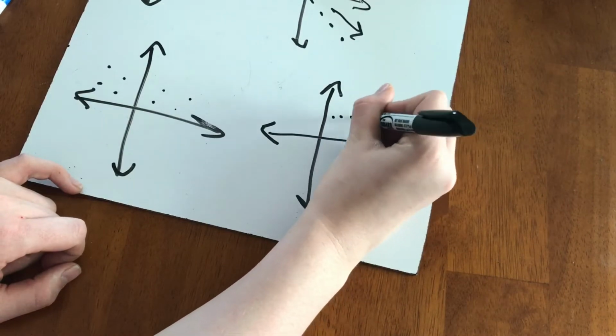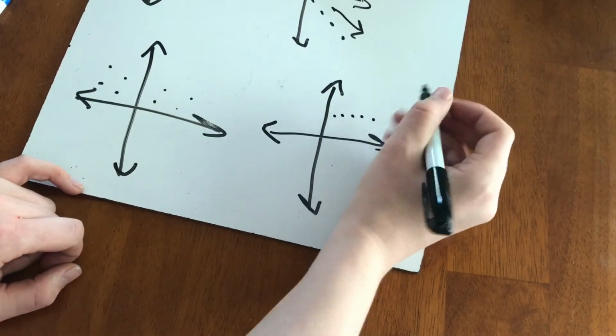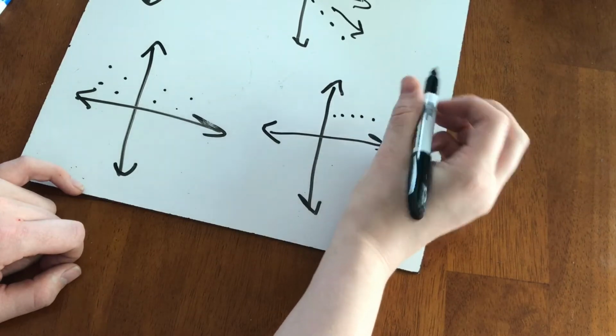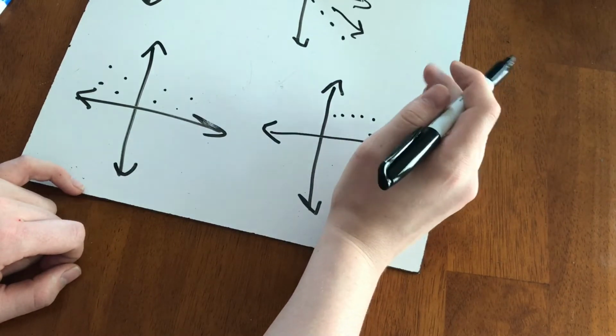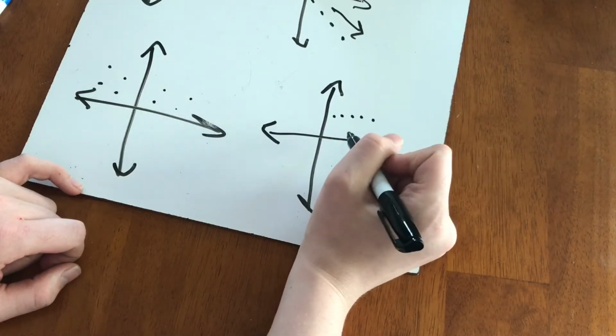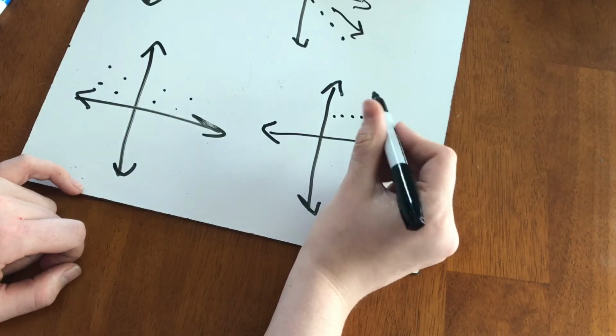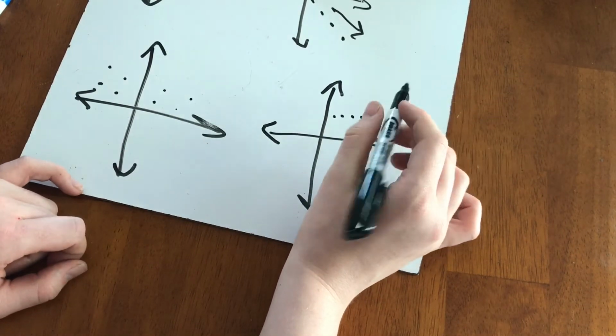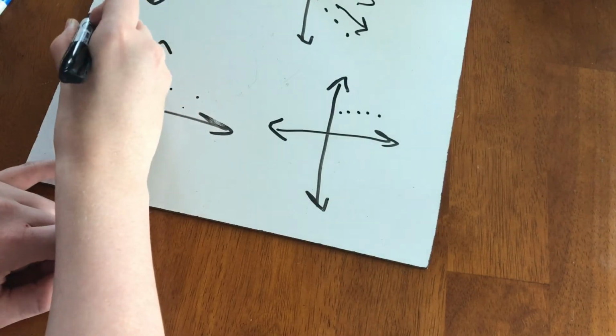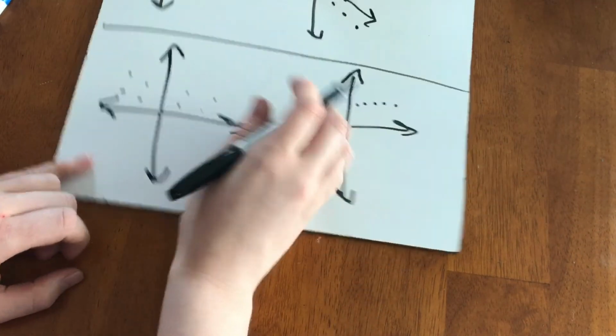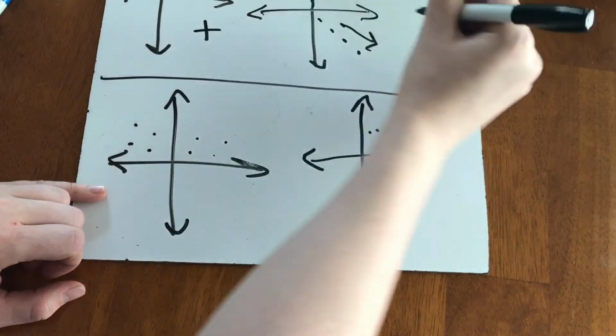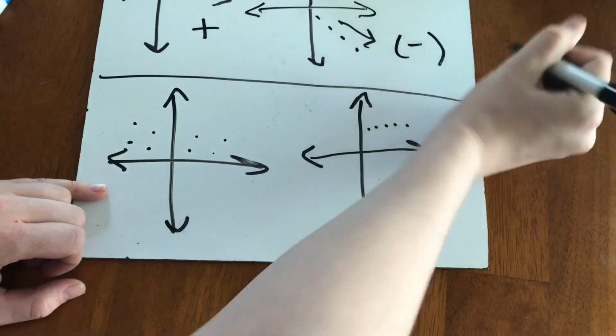And straight lines like this also show no correlation because the x and the y variables do not affect each other, and it does not increase nor does it decrease, meaning these two have no correlations and these positive and negative correlations.